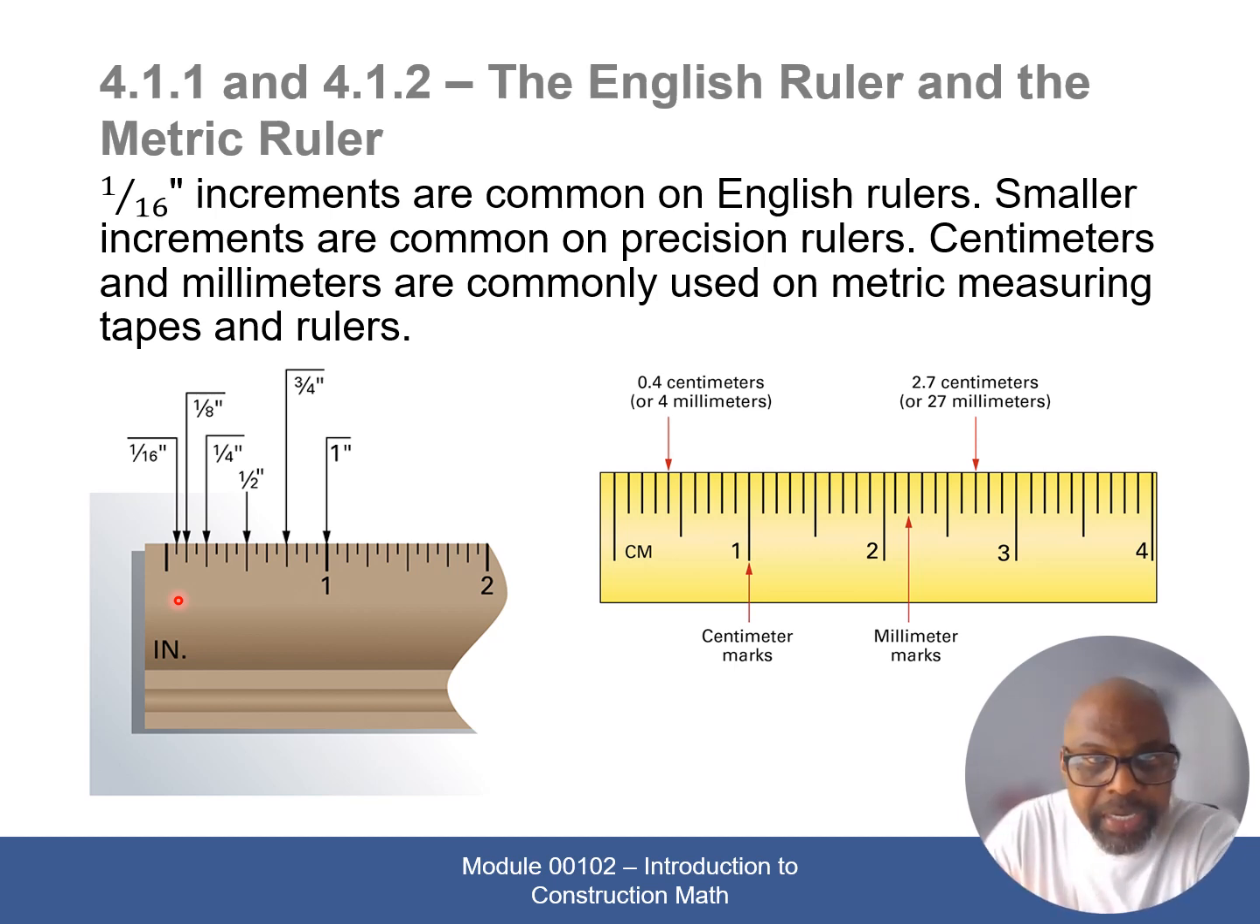So when we're looking at a metric ruler, it's very simple. Everything in the metric system is 10. So if you count the number of spaces, it will be 10. There's 10 millimeters in 1 centimeter. There's 10 centimeters in 1 decameter, or there's 10 decameters in 1 meter.